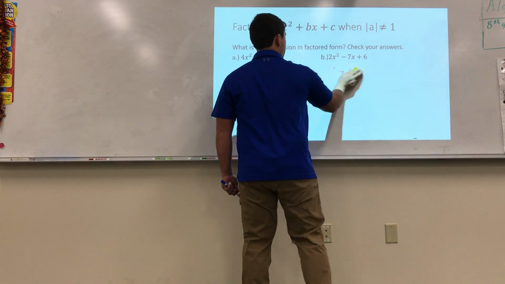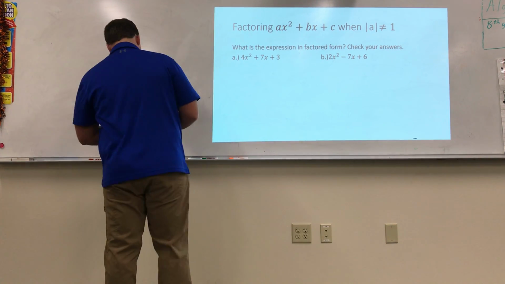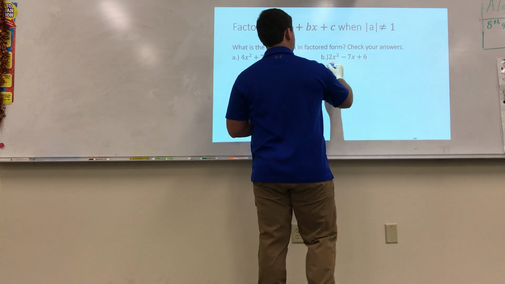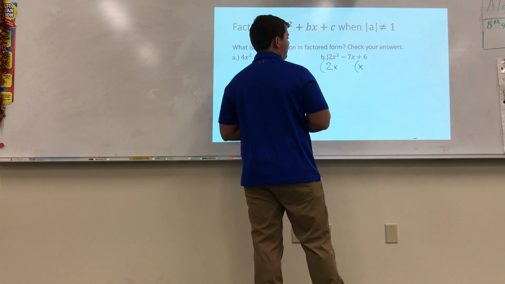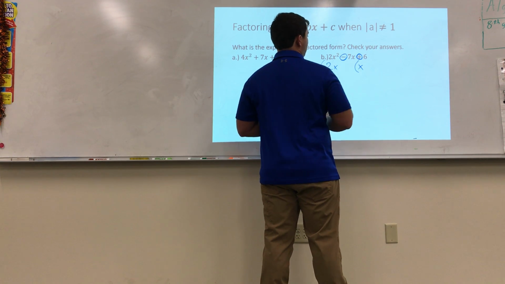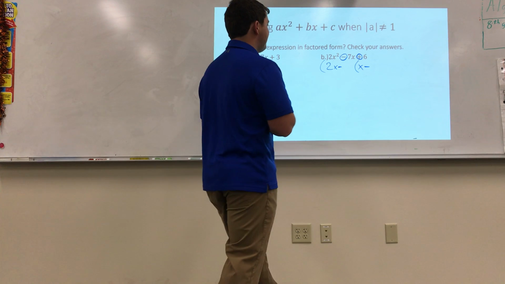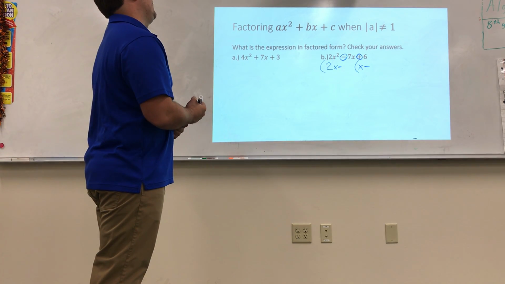So, now, nice part about this one being 2, there's only 2 different factors we can have. Okay? We have 2x and x. That's the only 2 possibilities for that problem. We have a plus and we have a minus, which tells me minus, minus.